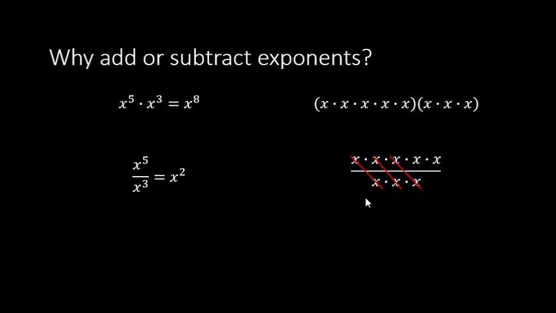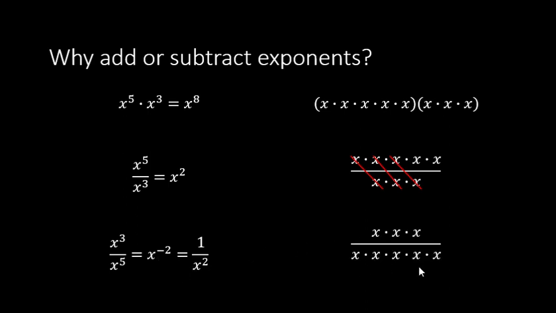This works if the x to the 5th is on top. It also works if x to the 5th is on the bottom. 3 minus 5 is negative 2, and that negative exponent, as we saw on the previous page, negative exponent means you need the reciprocal, so x to the negative 2 is actually 1 over x squared. Anytime you subtract and get a negative result, that means the power should be on the bottom rather than the top. This works for canceling as well.